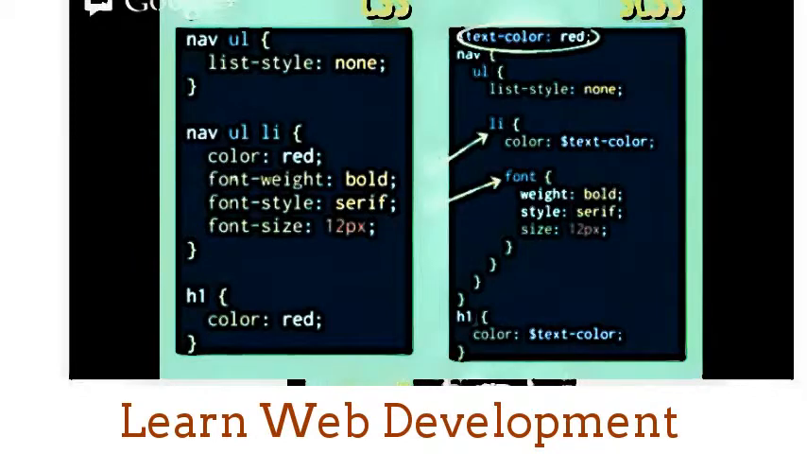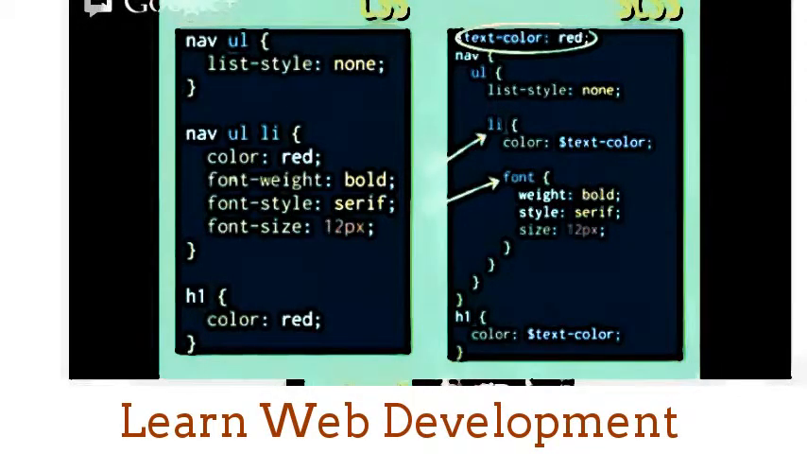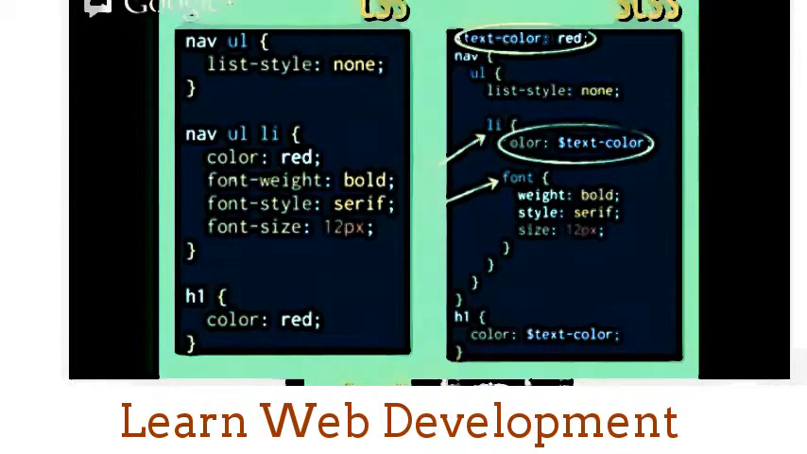I can also use variables. So I'll say, well, I want my text color to be red, and then I'll just use that text color variable in a couple of places. Then I can just make that change in one place, and you'll know how variables work. I'll just skip over that.